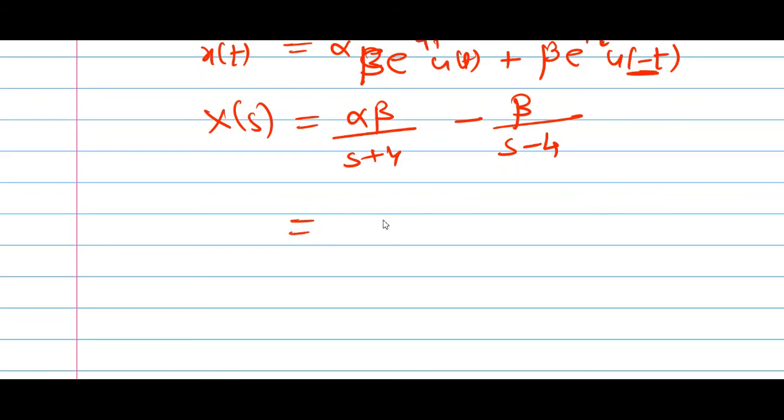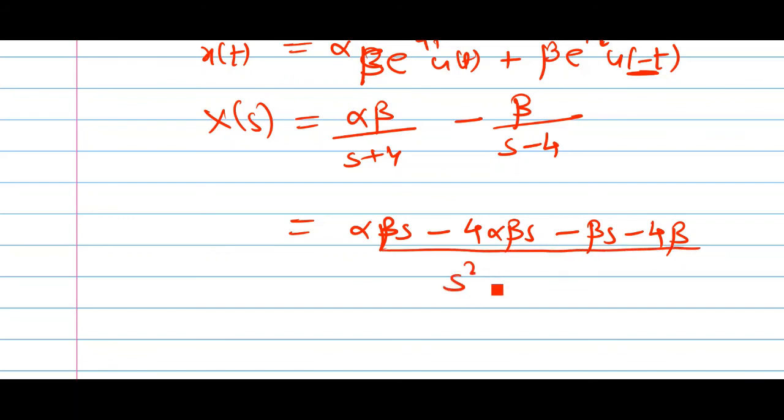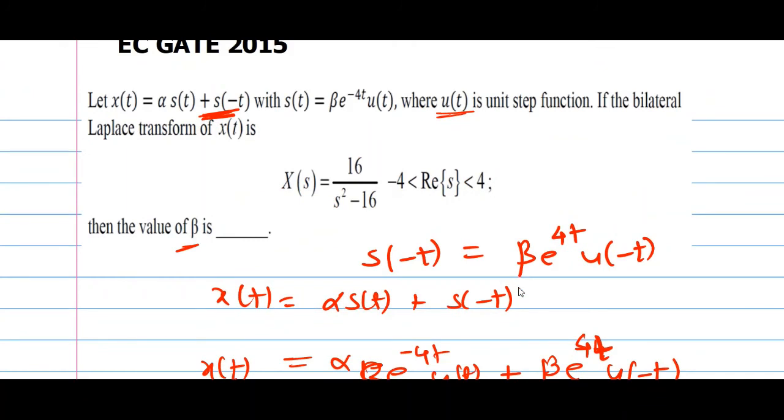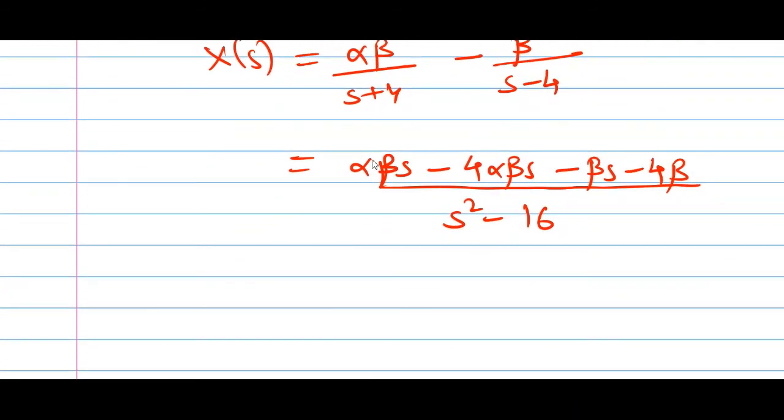So just simplify this. Alpha beta (s minus 4) minus beta (s plus 4), divided by (s plus 4)(s minus 4), that means s square minus 16. A plus b, a minus b is a square minus b square. So this thing is already given, 16 upon s square minus 16. This is already provided to us. So we have to compare this with 16 upon s square minus 16. So s square minus 16 and s square minus 16 get cancelled out.